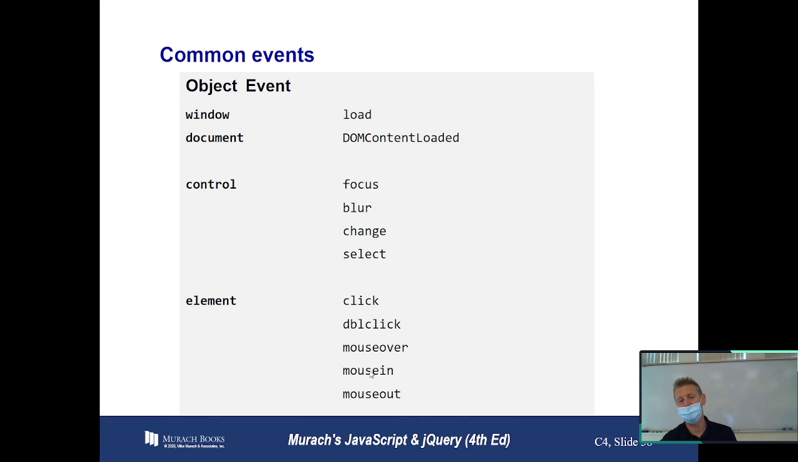So mouse in and mouse out versus mouse over. Mouse in fires one time as soon as your mouse goes in. Mouse out fires one time as soon as your mouse goes out. Mouse over is going to continually run, as long as your mouse is moving over the top of something. So mouse in happens once on the way in, mouse out happens once on the way out. Mouse over, as long as you're mousing over the image, it will continue to run.